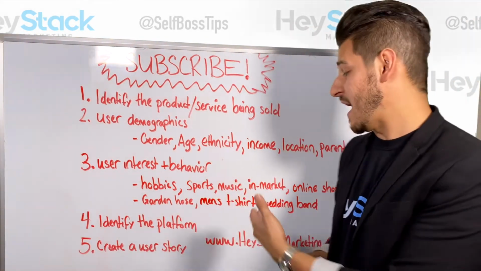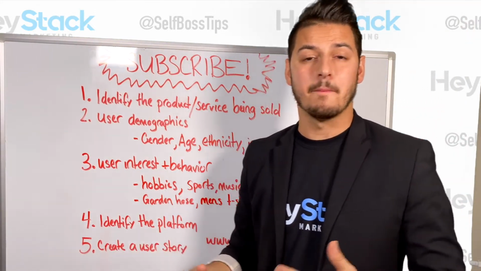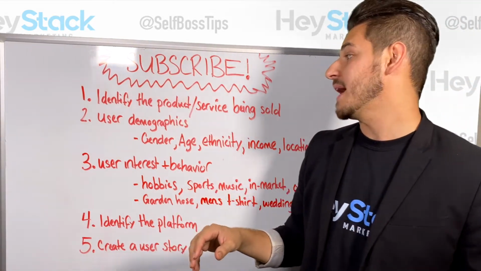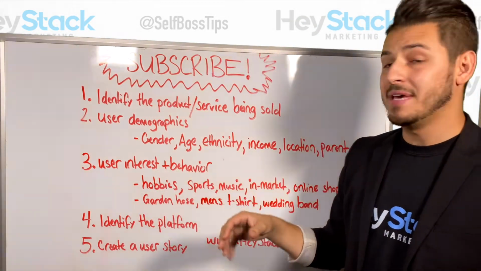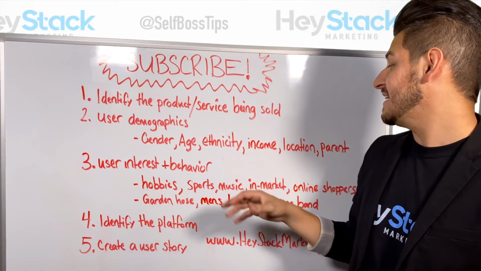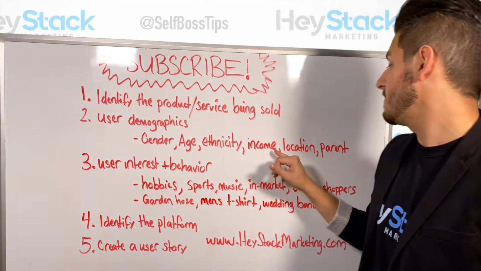So let's move on to wedding bands. Wedding bands is an excellent one because it's a bit easier to build the buyer persona. So we have identified the product as a wedding band. The gender can be either male or female. The age can be any age because we get married at all ages. The ethnicity is irrelevant here. Depending on the price of the ring, the income can come into play.